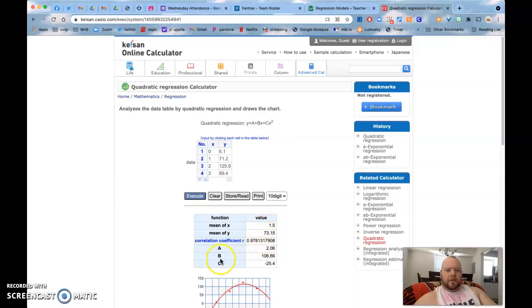I don't care about this. All I care about is A, B, and C, because you're basing this off of the quadratic model that's up here. So if the A value is 2.06, that goes in here for A. The B value is 106.66, that goes in for B. The C value is negative 25.4, that goes in here next to x squared.